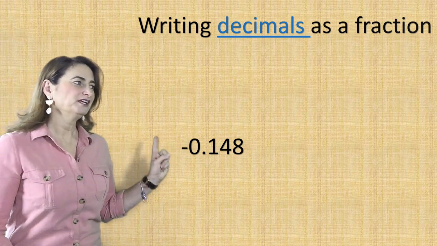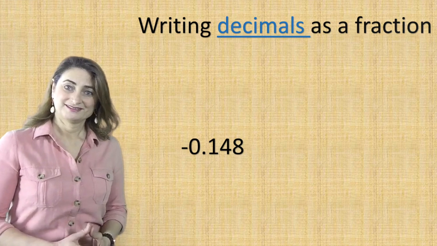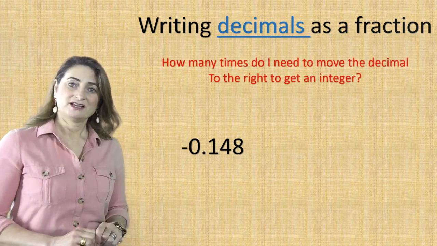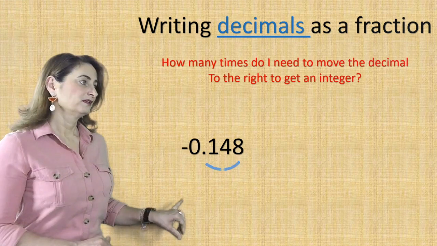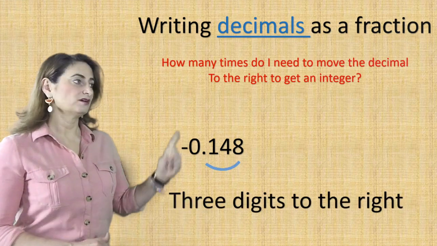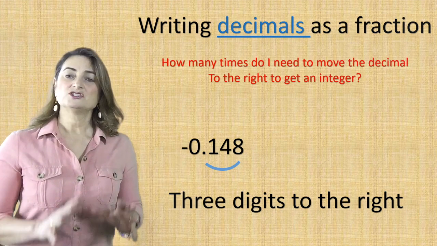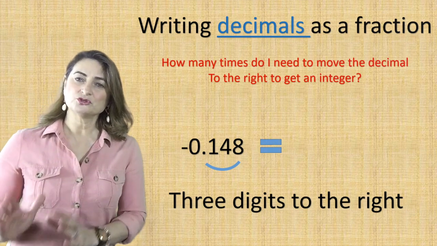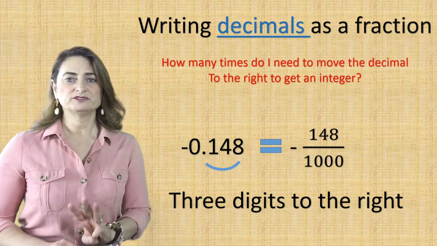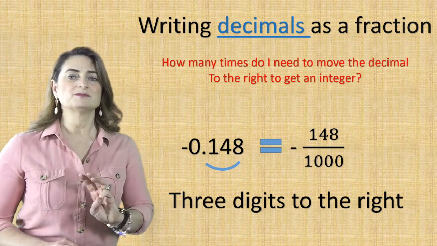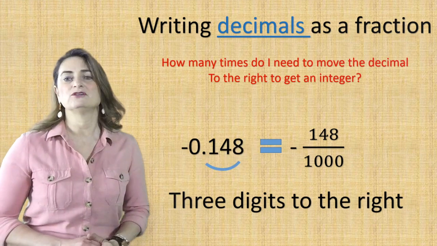Here's an example, negative 0.148. How do you write that as a fraction? Ask yourself first, how many times do I need to move the decimal to the right to get an integer? 3 digits to the right, because there are 3 digits after the decimal. So all you have to do is move the decimal to the right 3 times and divide by a multiple of 10. And this time, because you're moving it 3 times, you're dividing by 1,000. So your answer is negative 148/1,000.